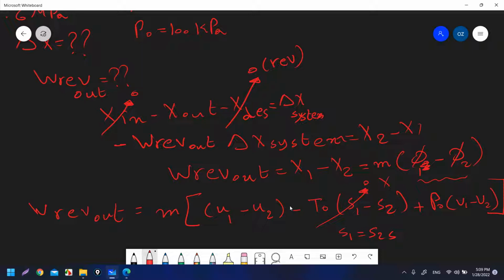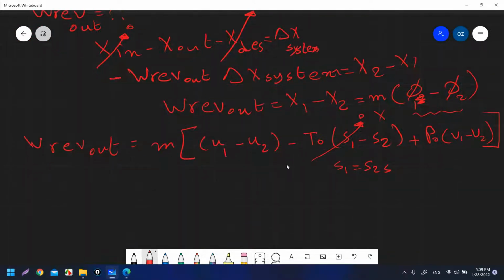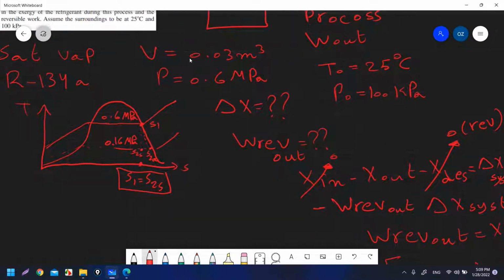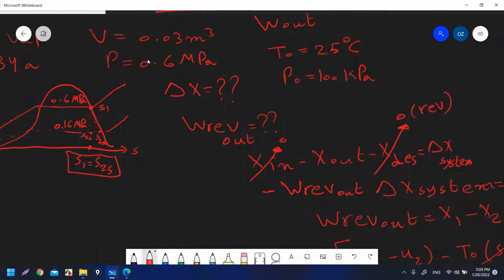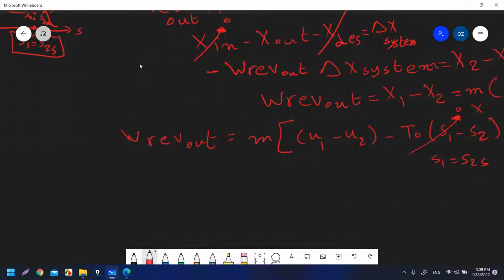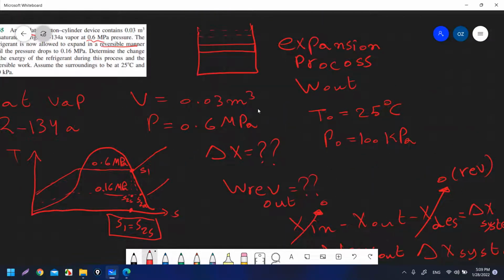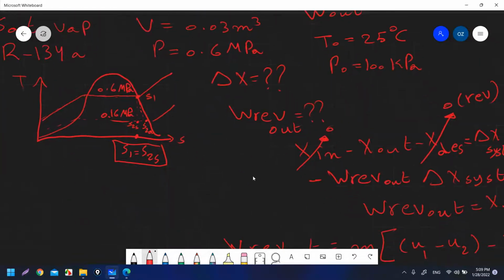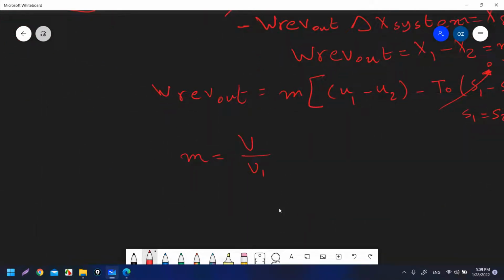Okay, I don't have the mass, and I also don't have the internal energy or the specific volumes. I have T naught and P naught. So how can I find this? He gave me the volume in the question. If I have the specific volume, I can divide the volume over the specific volume to get the mass. But I still don't have the specific volume. Of course, when he gave me the volume 0.03 meter cubed, it is at the initial state, so I have to divide by V1, because after the expansion, the volume will change.